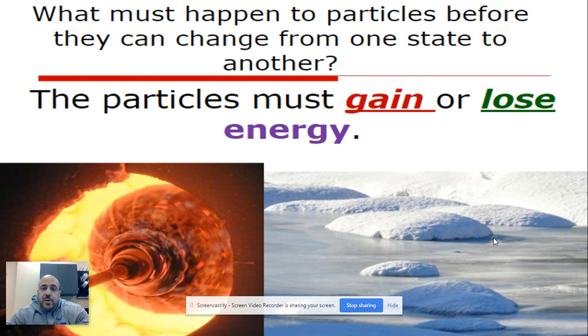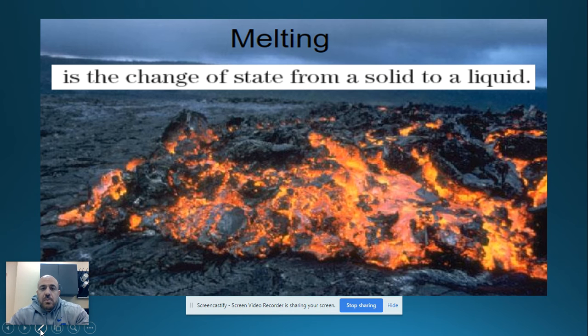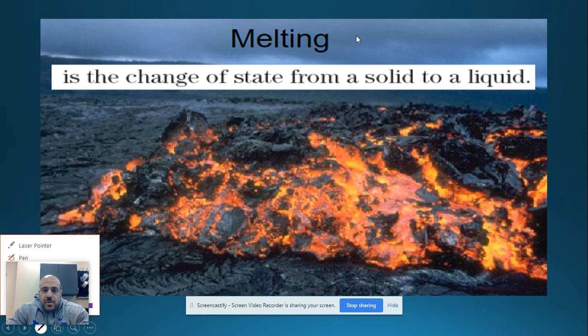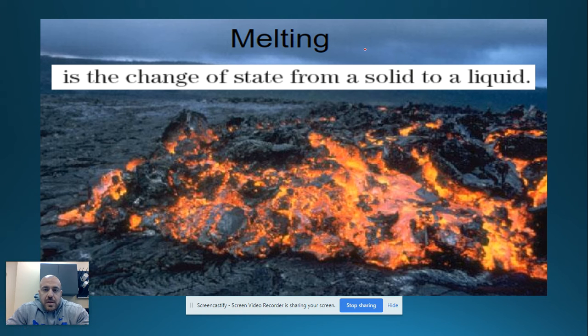Well, in order to change from a solid to a liquid to a gas, and backwards to a liquid and backwards to a solid, you have to gain or lose energy. Remember, the more energy you add, the faster molecules move. So if we add enough energy to a solid, it will melt. And I would make sure you put that part in your notes too, that this would require adding energy.